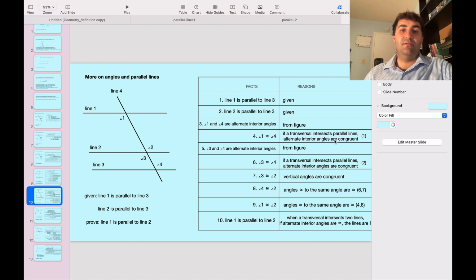That's different than what we did in statement 4, right? Because we knew there were parallel lines, and then we concluded that the angles were congruent. Here, if we know that the alternate interior angles are congruent, then the lines are parallel.